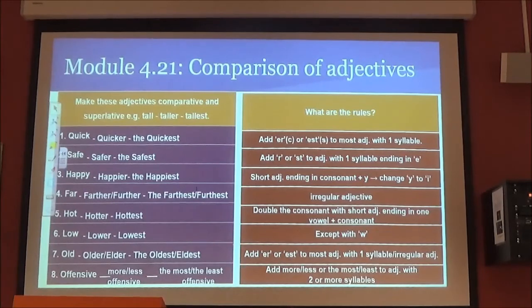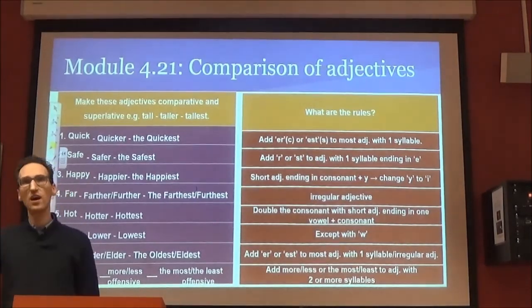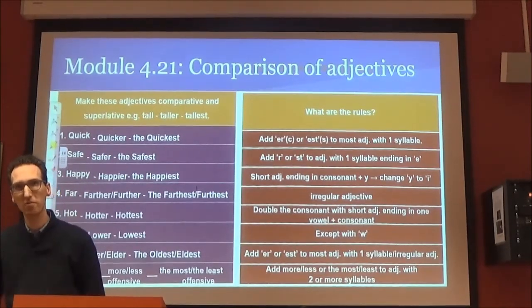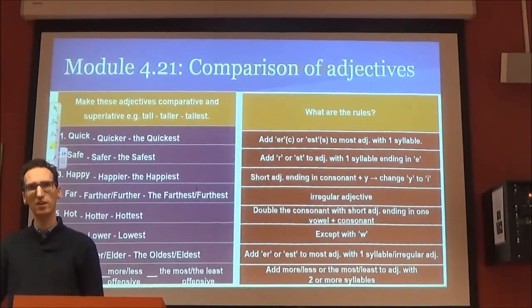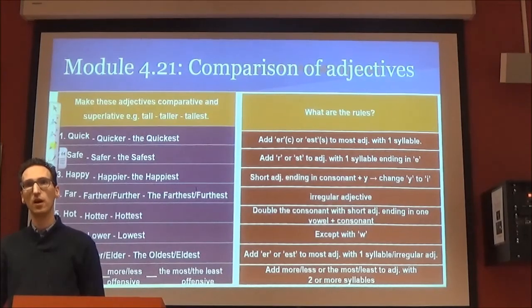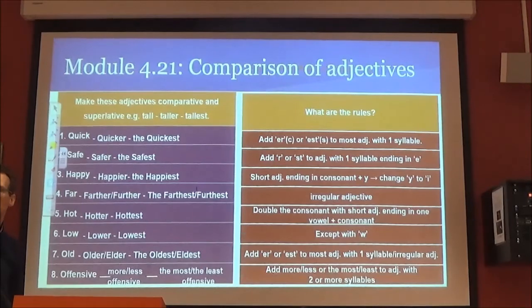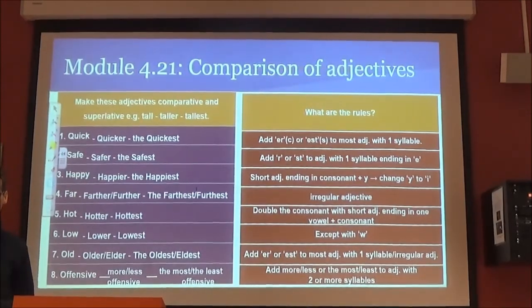So, the general rule is this. If an adjective has only one syllable, then we add ER-EST. Tall, taller, tallest, quick, quicker, quickest, low, lower, lowest, nice, nicer, nicest, etc. One syllable, ER-EST. If there's more than one syllable, we add more and most before the word. Offensive, more offensive, most offensive. Extreme, more extreme, most extreme.